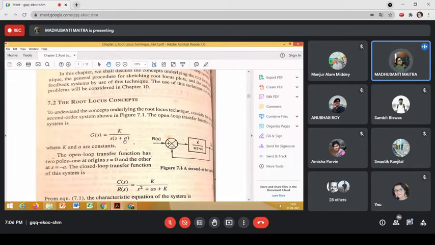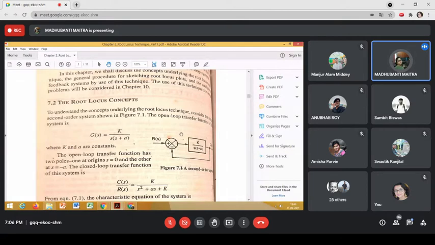From the open loop transfer function, we can find out the locations of the open loop poles on the S plane. Please note, I'm talking about open loop poles. Again I repeat, G(S)H(S) is equal to K by S into S plus A. This is the block diagram.